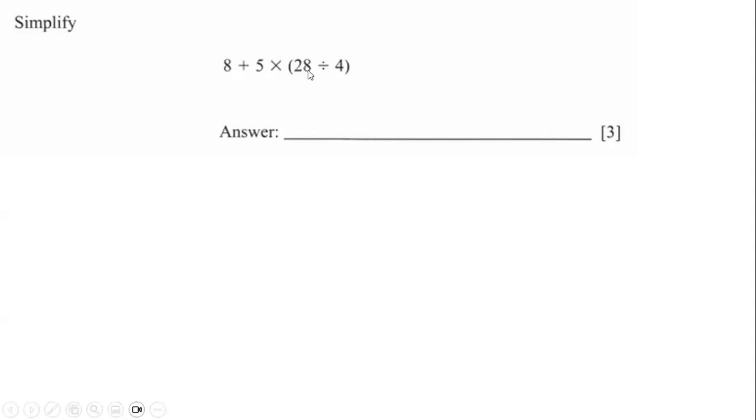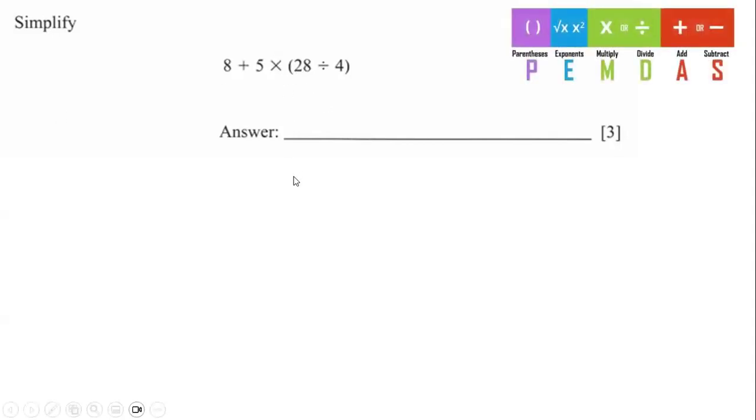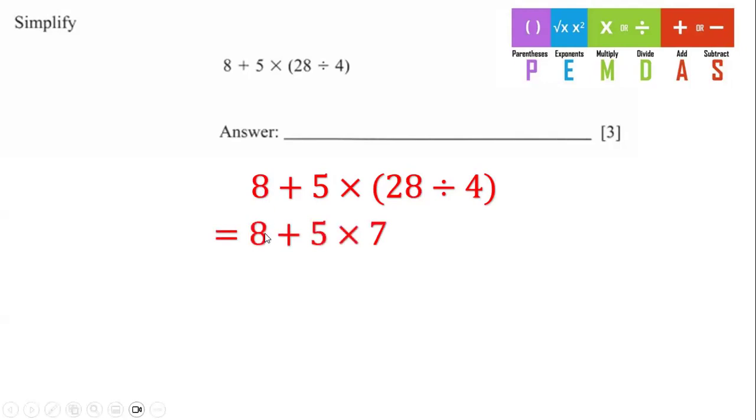So how are we gonna go ahead and do this? Do the 28 divided by 4. Why are we doing 28 divided by 4? Because parentheses is first. Very good. So we have to do the parentheses first, right? So what is 28 divided by 4? 7. Very good. So we keep the 8 plus what? The 5 multiplied by 28 divided by 4, which is 7.